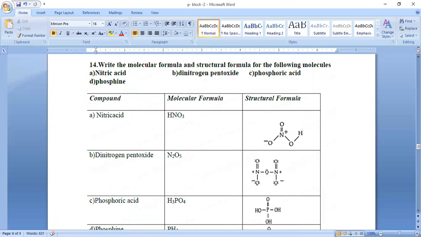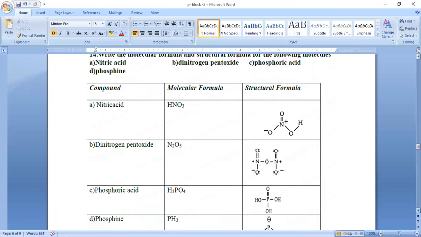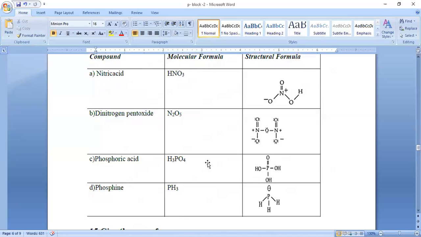Next one is phosphoric acid. The formula for phosphoric acid is H3PO4. This one is the structure of phosphoric acid. Next one is phosphine. The formula for phosphine is PH3. This is the structure of phosphine.